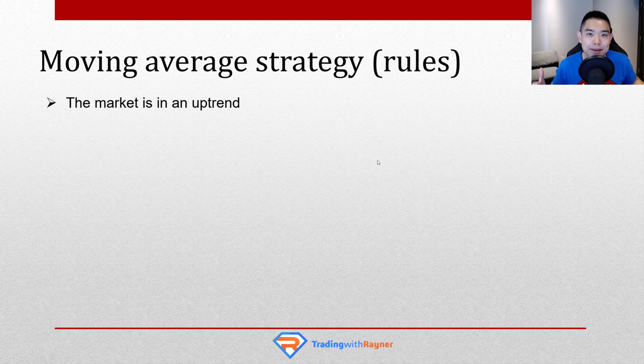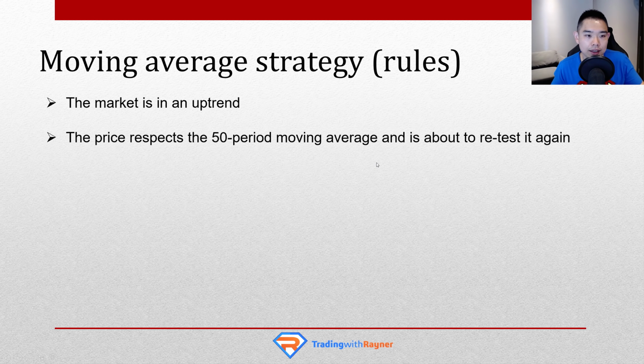First thing first, the market must be in an uptrend because as you've learned, the moving average indicator doesn't work well when the market is ranging. You want to use the moving average when the market is trending higher. Second thing, and this is important, the price respects the 50-period moving average and is about to retest it again. At this point, you might be wondering, Rayner, why the 50-period moving average? What is so special about this?